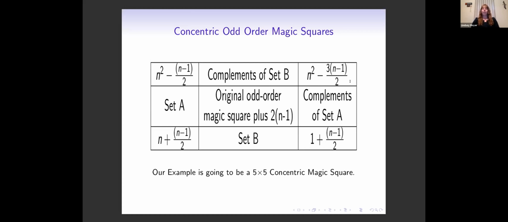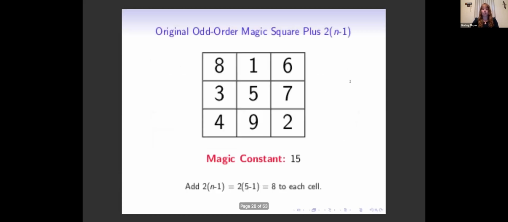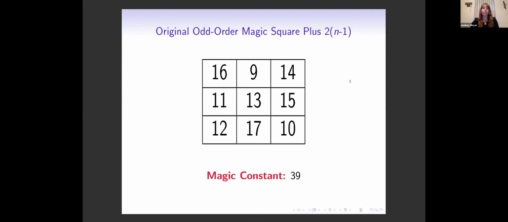So for an odd, we're going to create a 5 by 5. We're going to start with the original odd order magic square plus 2 times n minus 1. Original odd order means the odd number previous to a 5 by 5. So we start with a 3 by 3, and then we're going to add 2 times n minus 1. Now, n is going to represent what you're trying to find. So we want a 5 by 5, so n is going to be 5. That means we start with a magic constant of 15, but add an 8 to each cell. We now get a magic constant of 39.